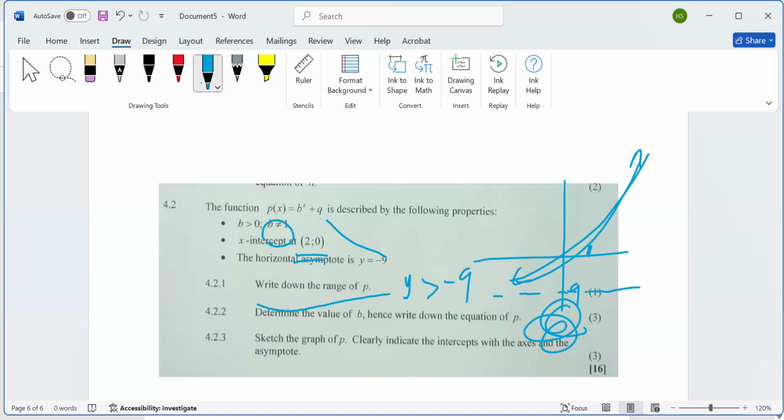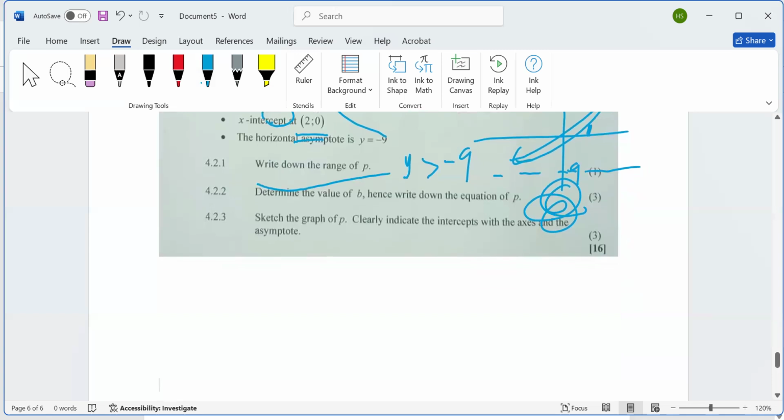4.2.2, they say determine the p. Hence, write down the equation of p. Write down the value of p and hence write down the equation of p. Let's check. How does it look? We're going to tell them we have y equal to p times b to the power of x, minus 9. We have a point, the x-intercept (2, 0).